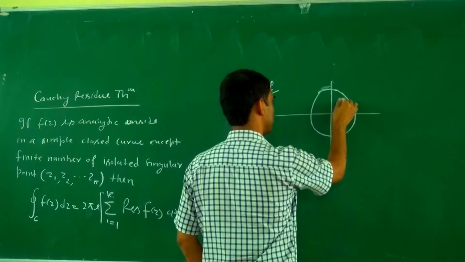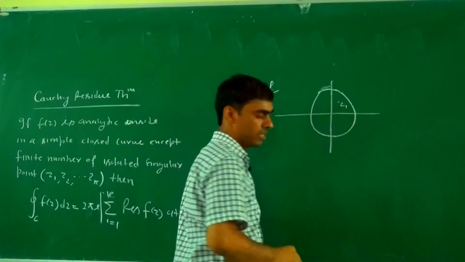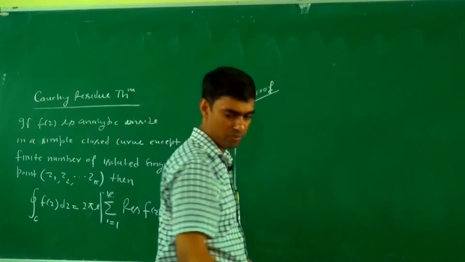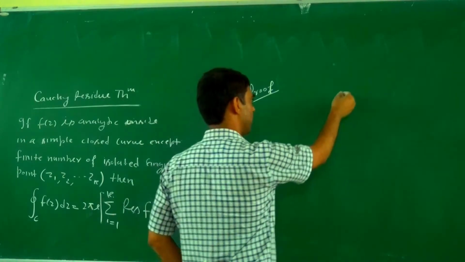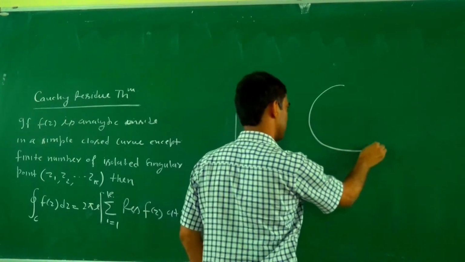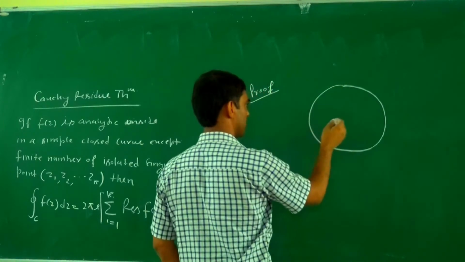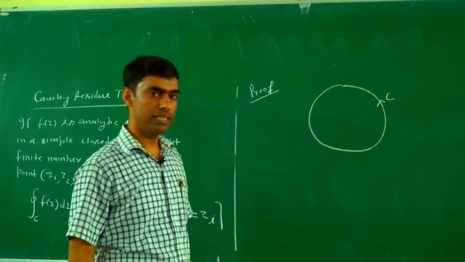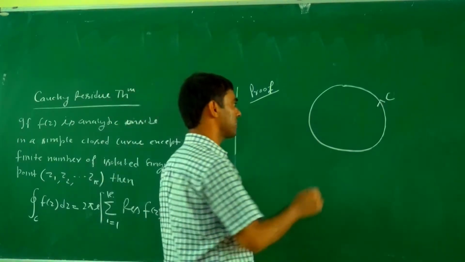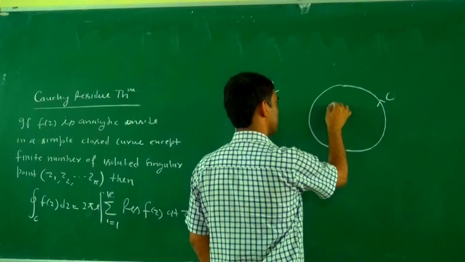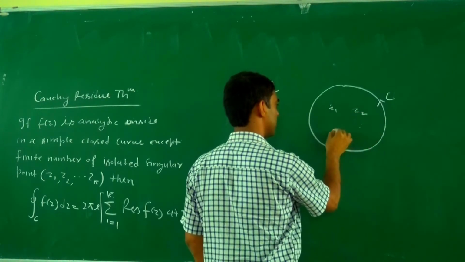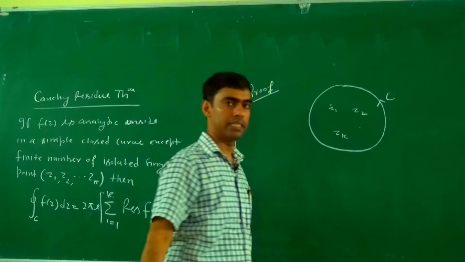Suppose this point is z1. If we form it like this, it means f(z) is analytic inside this region, and this is C. Inside this region the function is analytic except at a finite number of points. Suppose this is z1, this is z2, and similarly there is zk.